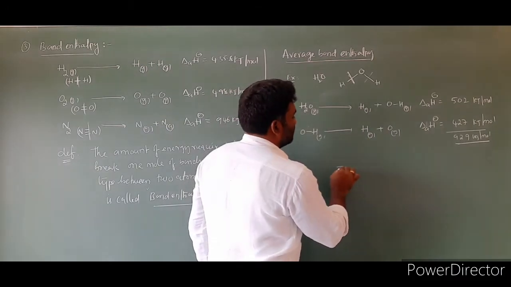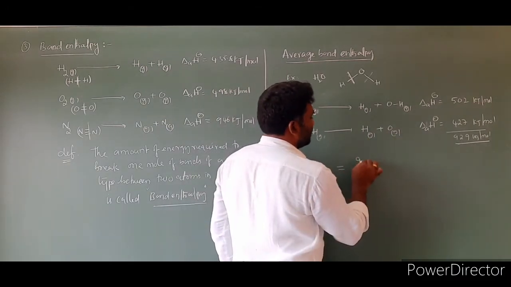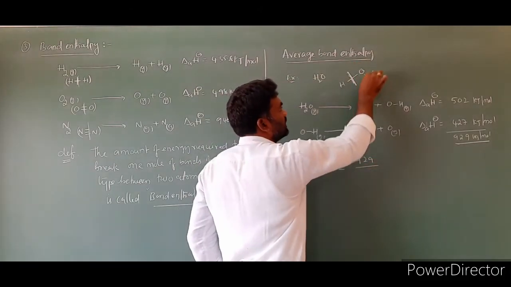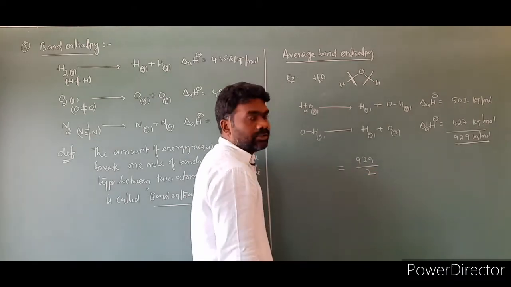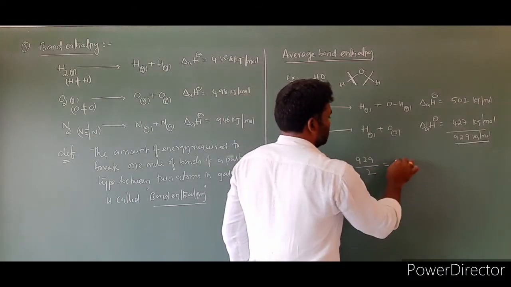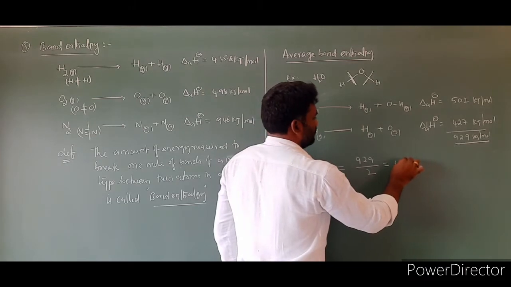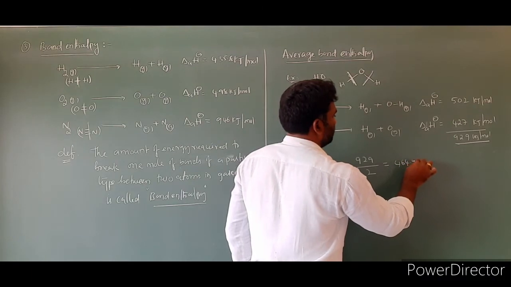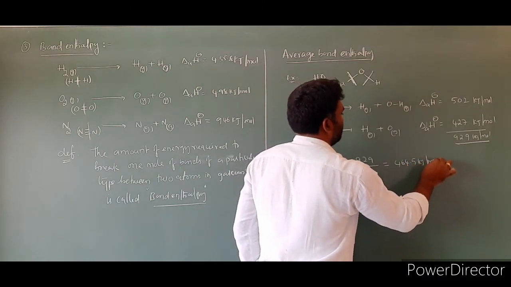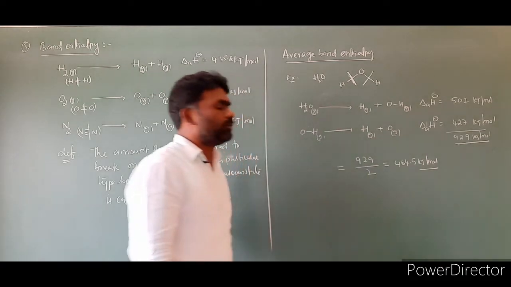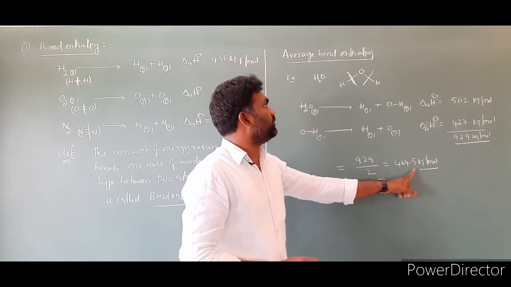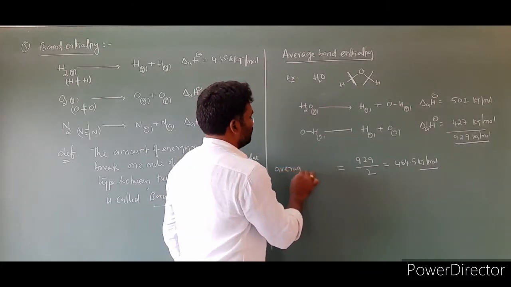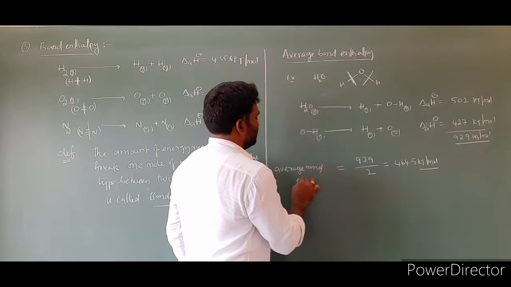First calculate it. The total bond enthalpy is 929, divided by the number of bonds broken. This is the first bond, this is the second bond. The number of bonds broken is equal to 2. So how much will you get? 464.5 kilojoule per mole. So 464.5 kilojoules of energy is required to break a bond. This is the average bond enthalpy.